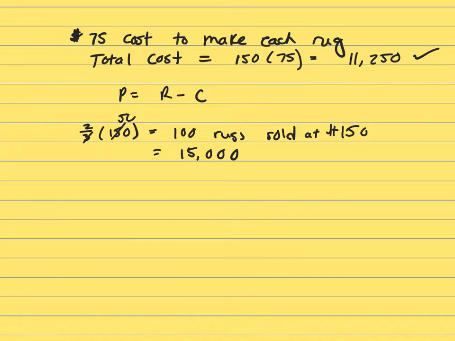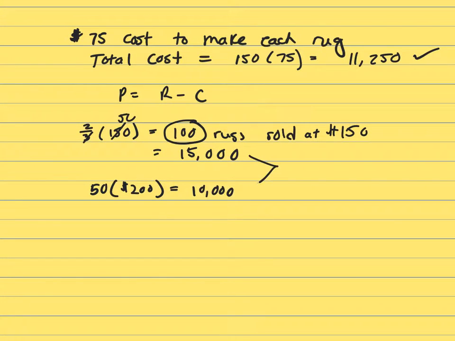All right, so that was 100 rugs, 2/3 of them. That leaves 50 rugs left because there's a total of 150 rugs. So 150 minus 100 is 50. And those last 1/3 of the rugs are sold at $200. So that's more revenue coming in, and that's going to be $10,000.